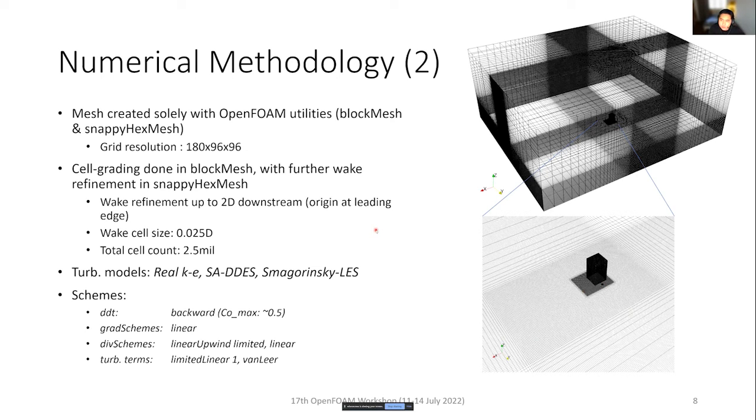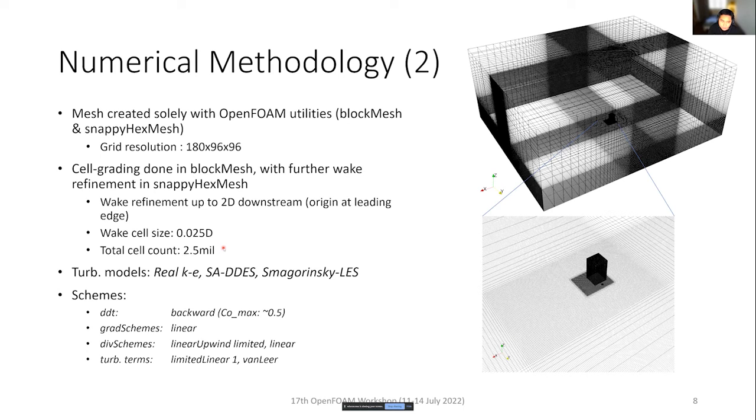Okay, so the grid resolution for the background mesh is 180 by 96 by 96. And the wake cell size, so this little block that you see inside here that encompasses the geometry, has a cell size of about 2.5% of the characteristic length of the building, which brings us to a total cell count of about 2.5 million.